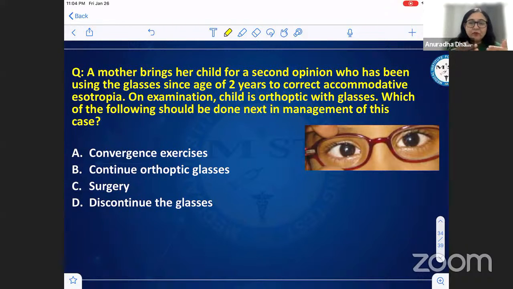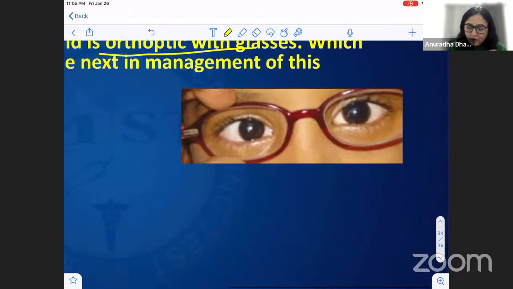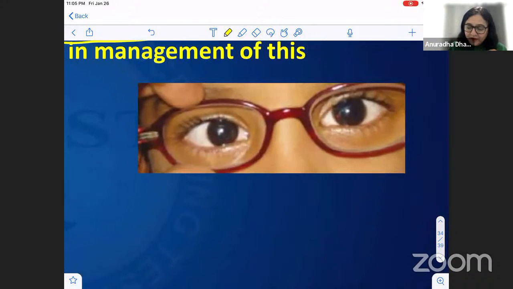So we know esotropia means convergent squint. And when it is due to abnormality of accommodation, that is called accommodative esotropia. On examination, this child is orthoptic with glasses. So when you are seeing this child now, the child is wearing these glasses and you see there is no squint. It means the child is ortho or orthoptic with the glasses at the moment.